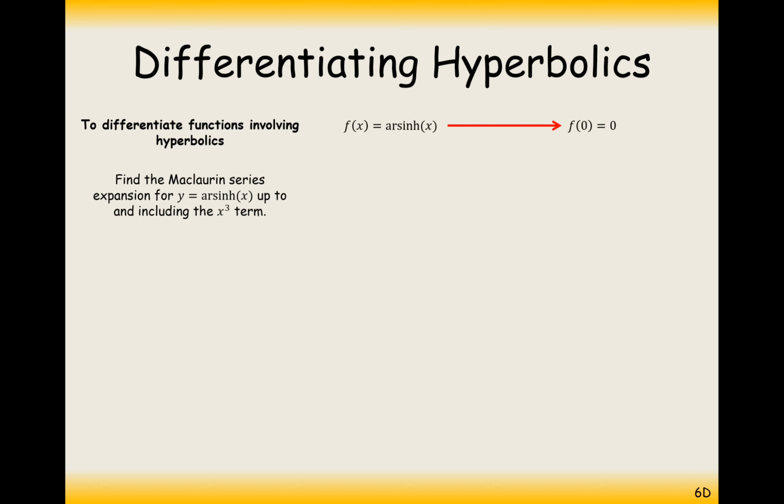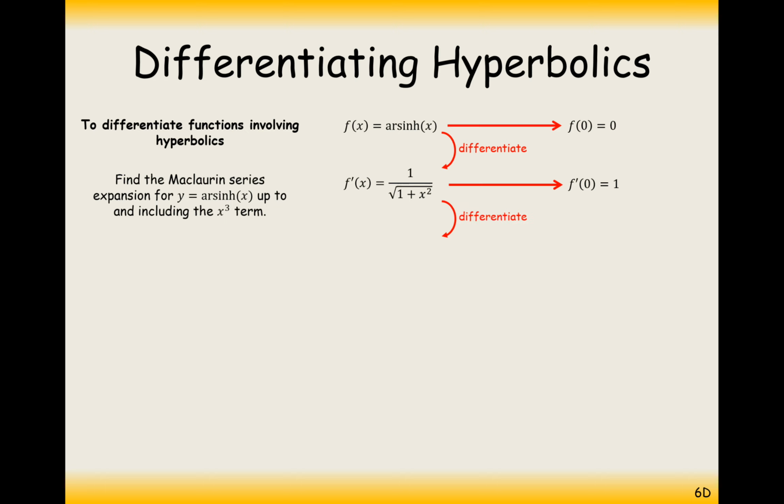We'll put in 0 into the f function first, and arsinh of 0 is 0. Differentiate it once and we've got that familiar term of 1 over the square root of 1 plus x squared. Then we'll substitute in 0 into the differential, and we'll get 1.